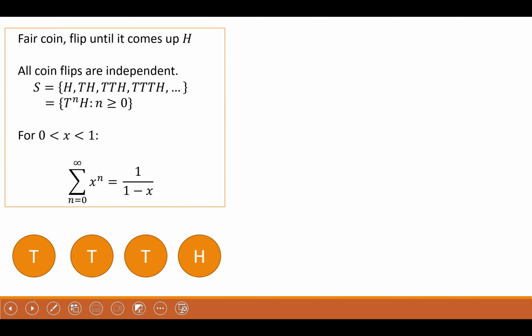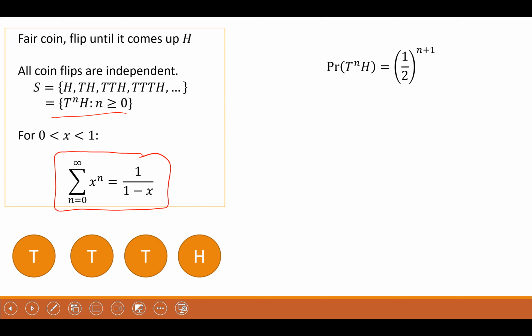Okay, so back to our problem of infinite sample spaces. We want to show that the probabilities in our sample space will all sum to 1, and we're going to use this closed form of a geometric series.